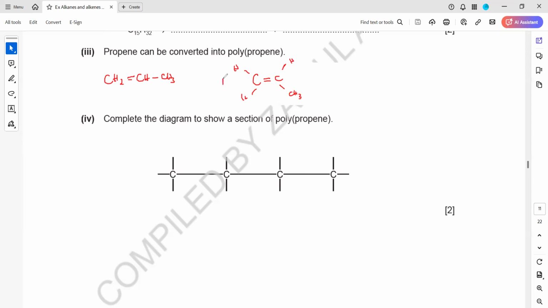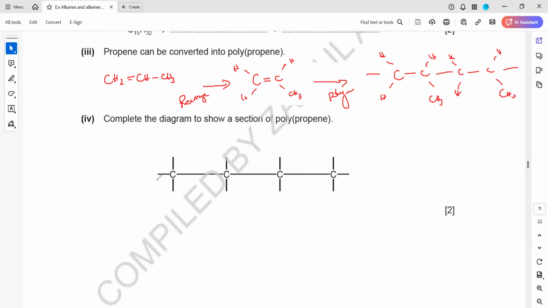And when we draw the polymer, we rearrange. It's the same thing, but we rearrange the structure. And then when we draw a polymer, we draw the same structure, but without a double bond. This is one unit. This is the second unit, and we link them together. That's how the polymer will form.